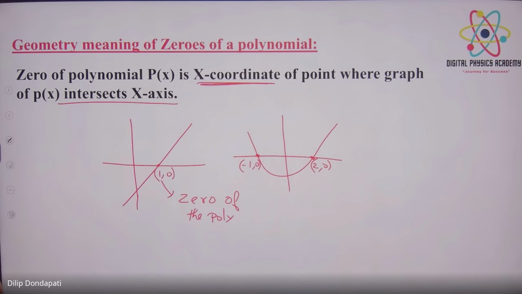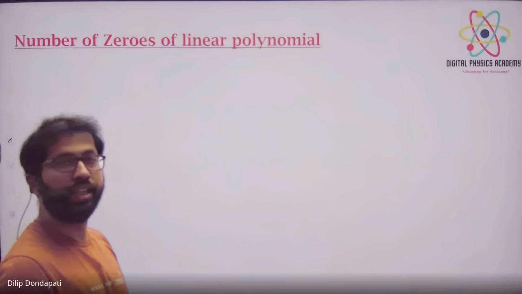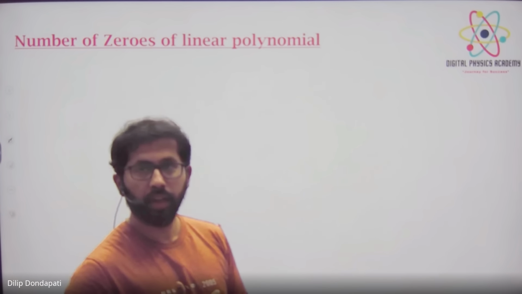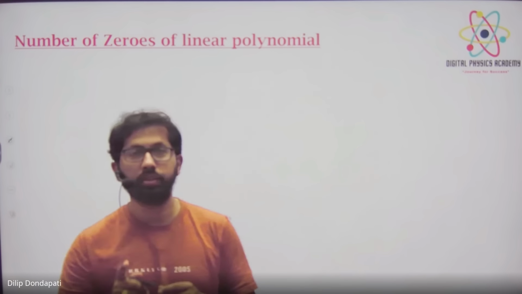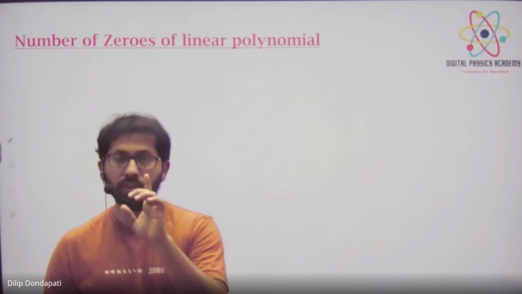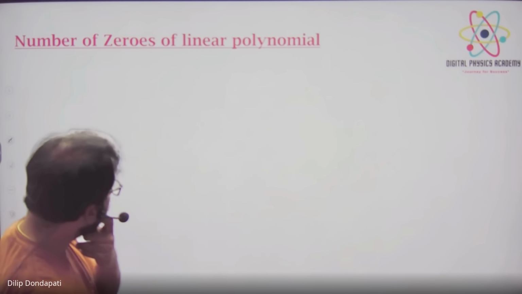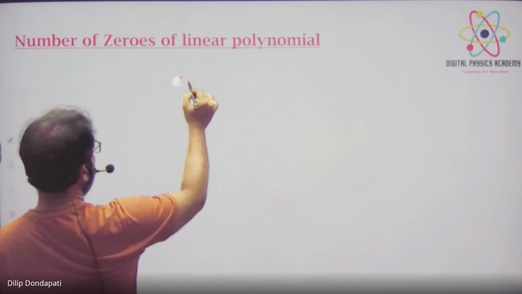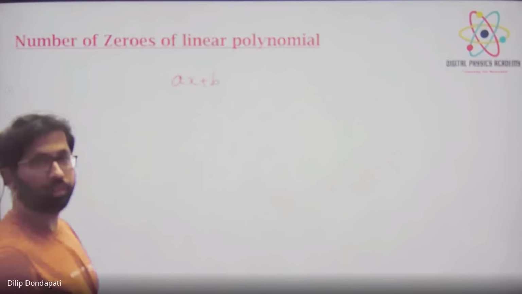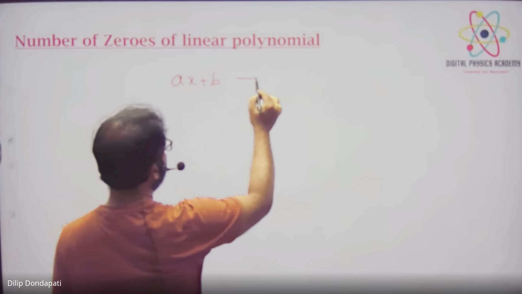Done? Chalo. Number of zeros of a linear polynomial. Tell me how many zeros will be there for a linear polynomial? 1. One, because degree is 1, right? Maximum zeros are 1, right? So how to find the zeros of the polynomial? See, the general expression ax plus b is the general form of the linear polynomial, and it has how many zeros? 1.